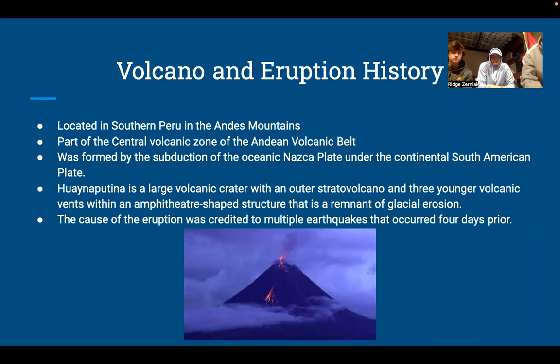Huaynaputina is a large volcanic crater with an outer stratovolcano and three younger volcanic vents within an amphitheater-shaped structure that is a remnant of glacial erosion. The cause of the eruption was credited to multiple earthquakes that occurred 4 days prior.